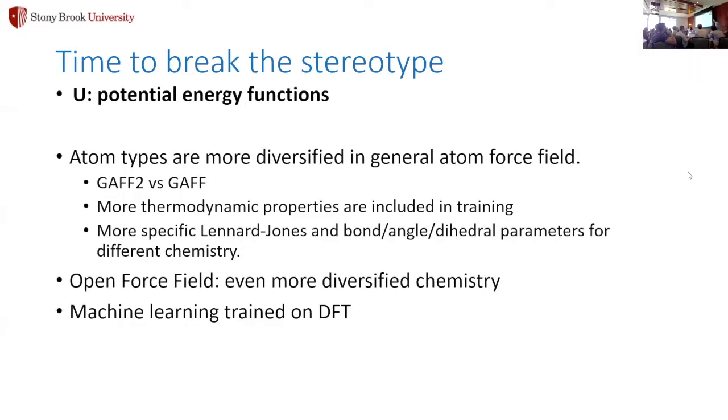Another improvement is the potential energy function of the small ligand. Now we have GAFF2, which has more diversified atom types and specific Lennard-Jones, bond, angle, and dihedral parameters for different chemistry. In the future, we'll have Open Force Field with even more diversified chemistry. We also have machine learning trained on DFT, like ANI, which will give us a quick estimate of QM energy that we can use to correct those force fields.